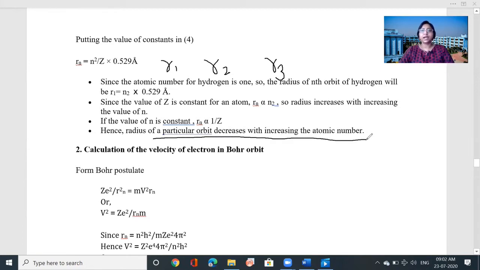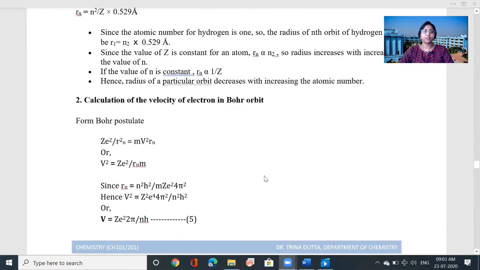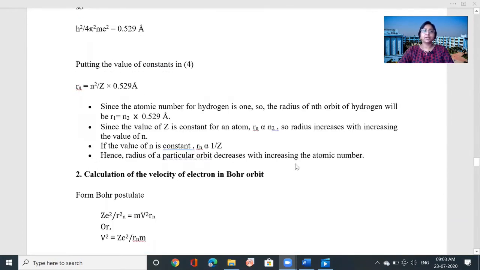Clear? So the atomic number is fixed for an individual atom. Okay, so 1 for hydrogen. So if you put here n equal to 2, then R2 will be 2 squared by Z, that is 1. Or if you take n equal to 3, then it will become R3 is equal to n squared, that is 3 squared, 9, divided by 1. In this way you can calculate the radius.